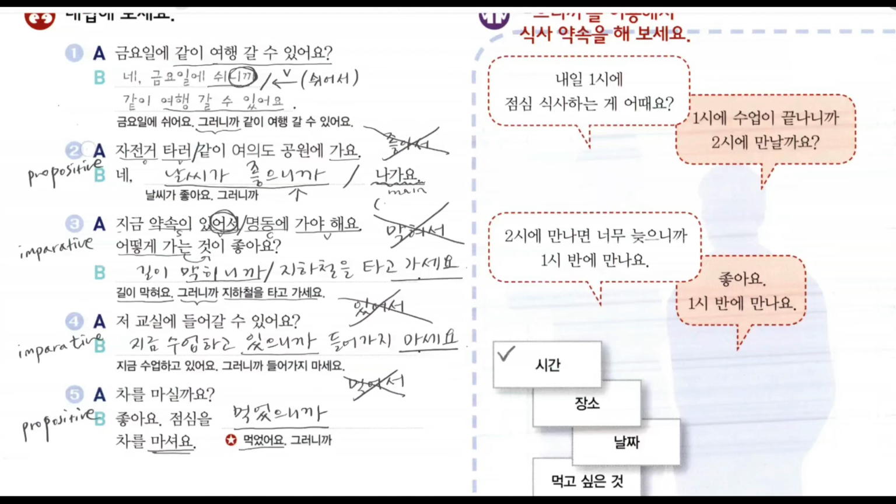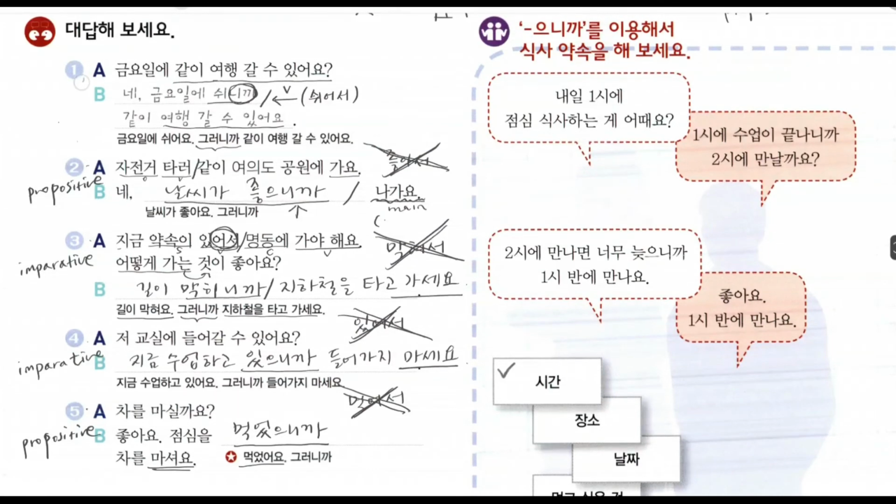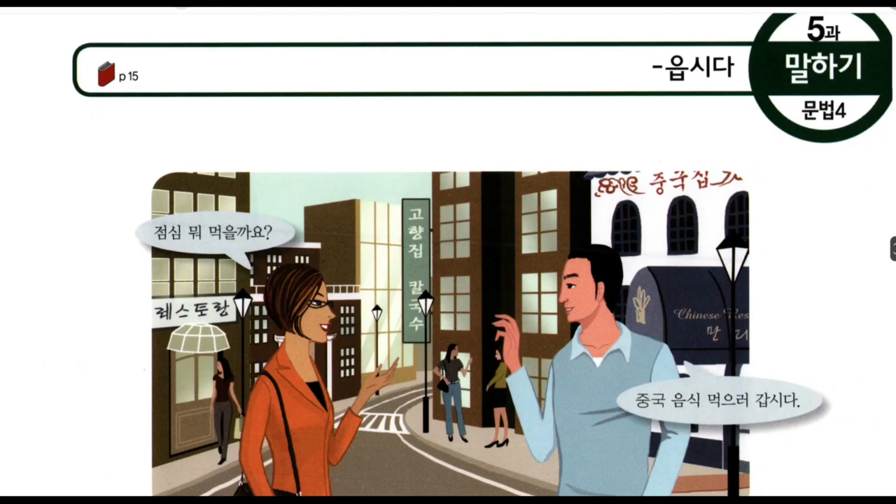So, number 2번, 3번, 4번, 5번, in these cases, we cannot substitute this 으니까 form into 아서, 어서, 해서 form. However, number 1 case, when the main clause is simply a statement, we can either use 쉬니까 or 쉬어서. Okay? 자, grammar, fourth grammar 봅시다.